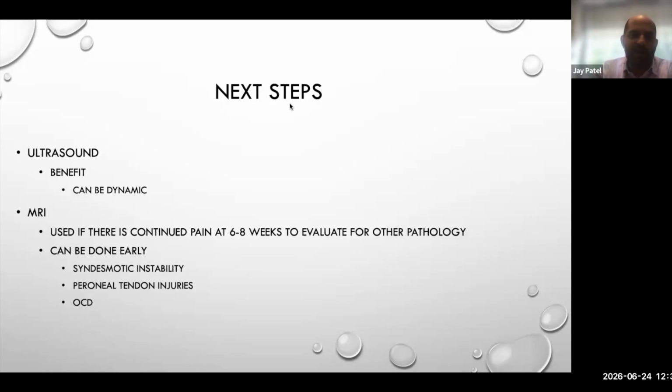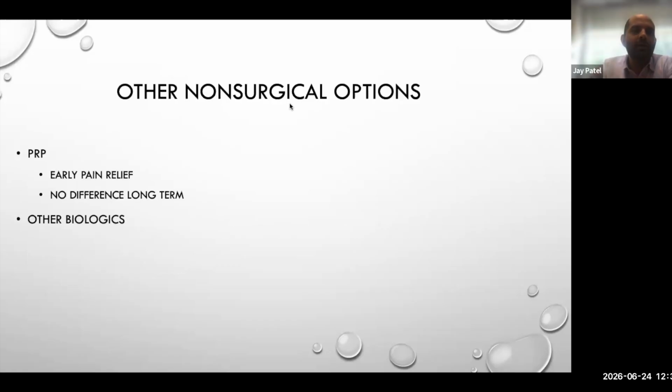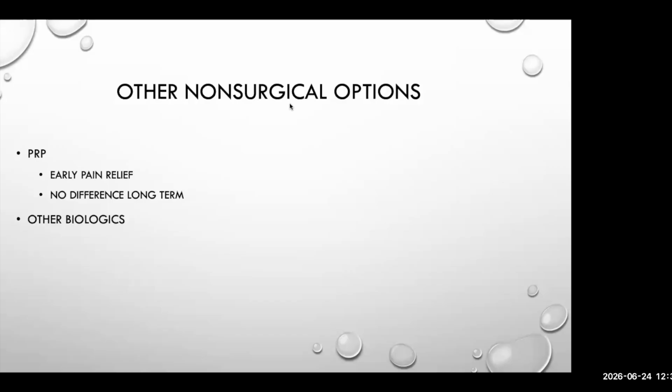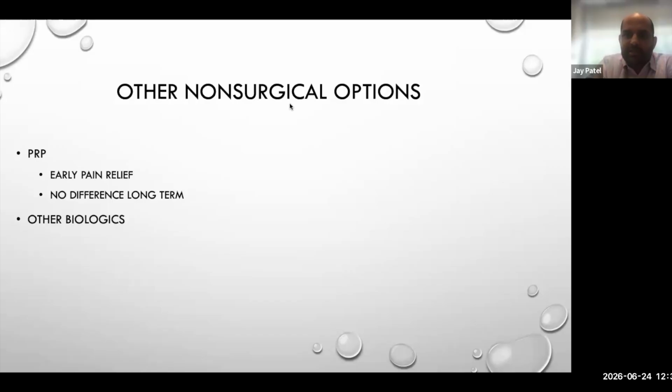For continued pain even after conservative management, MRI can be done early if you're thinking about peroneal tendon injuries, osteochondral lesions, or syndesmotic instability. So you can do an MRI early on if you're worried about some of these associated injuries that you might think change our rehab strategies. What are some other non-surgical options? PRP injections. That therapy has grown quite a bit and has a lot of interest, particularly in many areas of orthopedics.